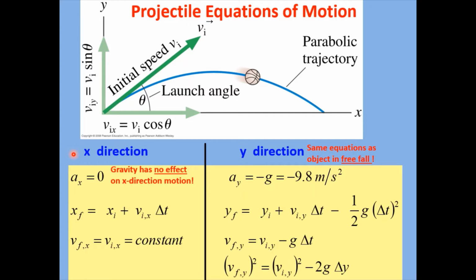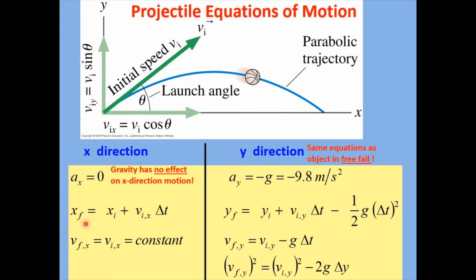In the x direction, meaning the horizontal direction of our projectile, gravity has no effect on the horizontal motion. Since gravity points downward, it's only going to affect the vertical component of the projectile. So in the horizontal direction, the acceleration for a projectile is always 0. So this simplifies things significantly. There's really only two equations we need for the horizontal direction.